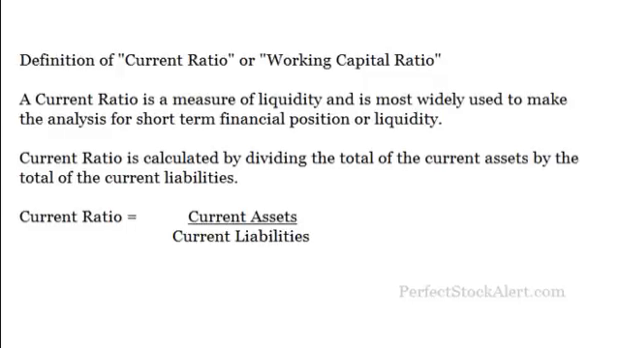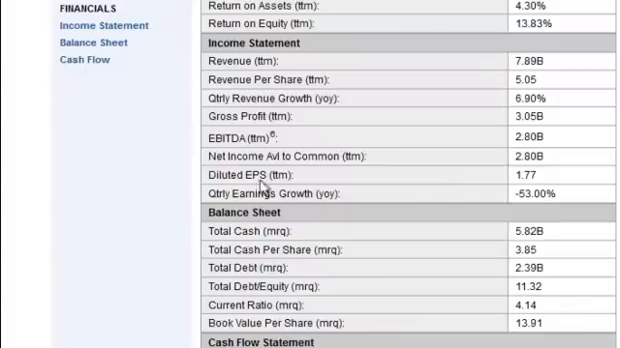Let me show you a quick example here. Okay, here we are looking at Corning, ticker symbol GLW, and I'm on the Yahoo Finance page, on the key statistics page, and you can see that they have the current ratio listed right here. Right now it's a 4.14. All right, what is that? Well, a 2 is considered good. Benjamin Graham would actually require a 2 in his analysis.